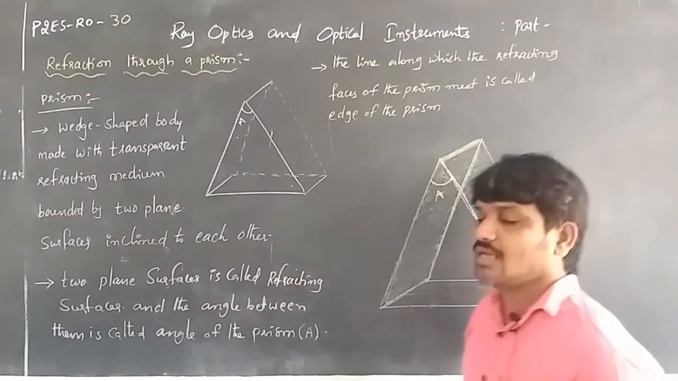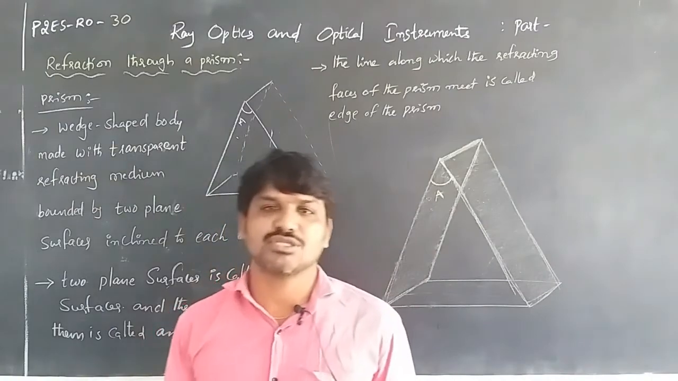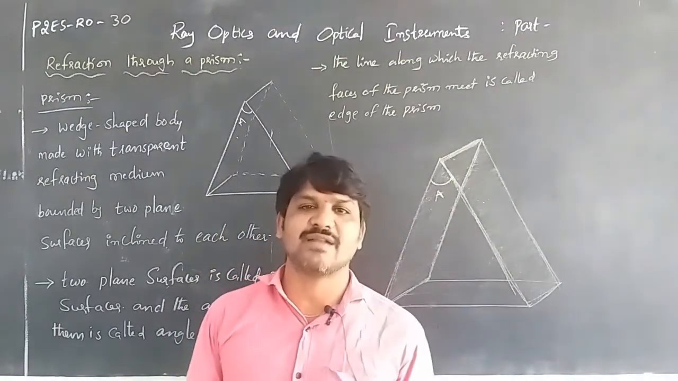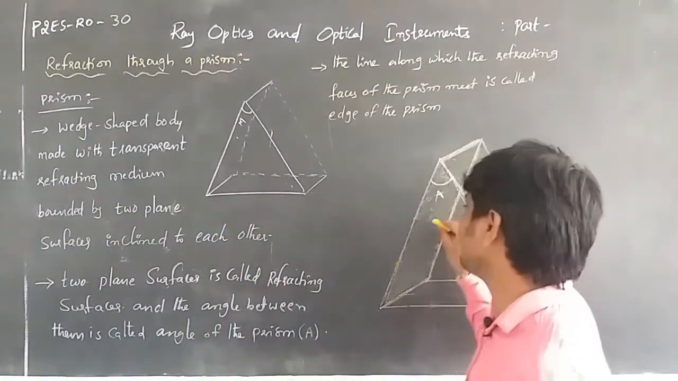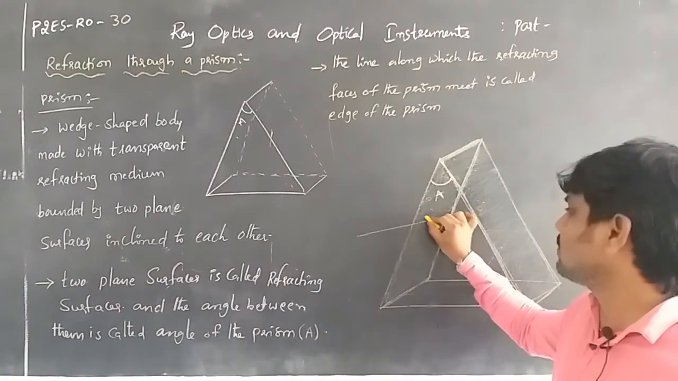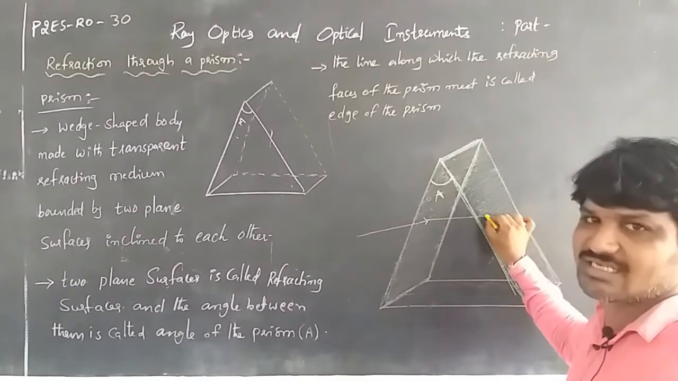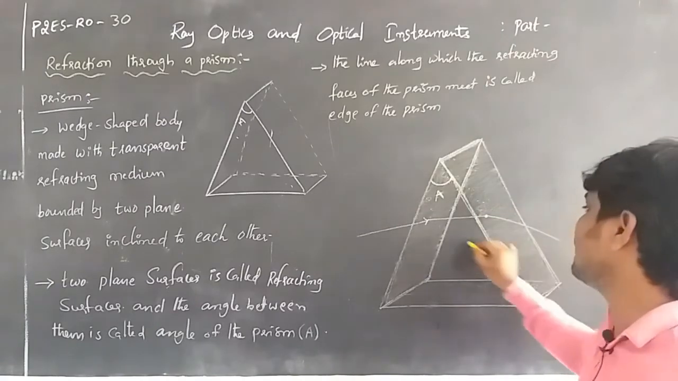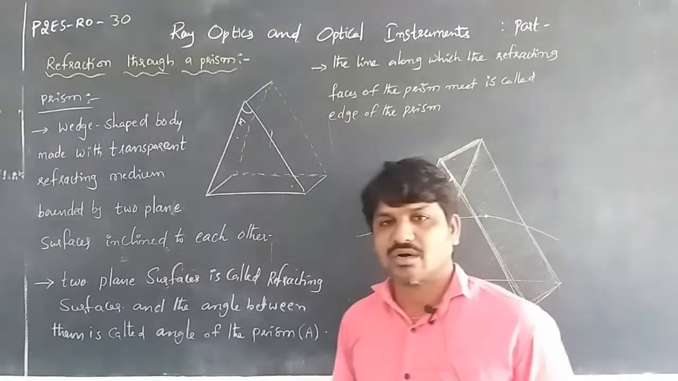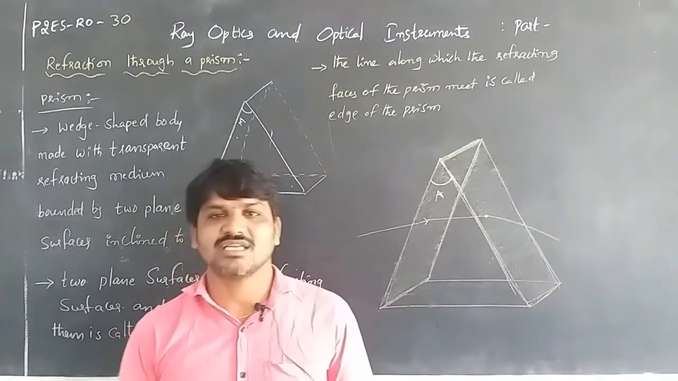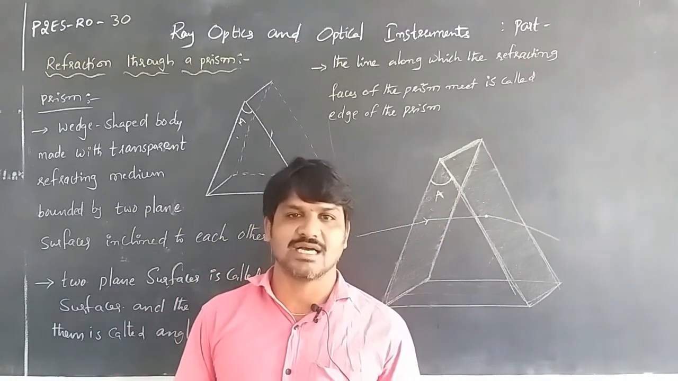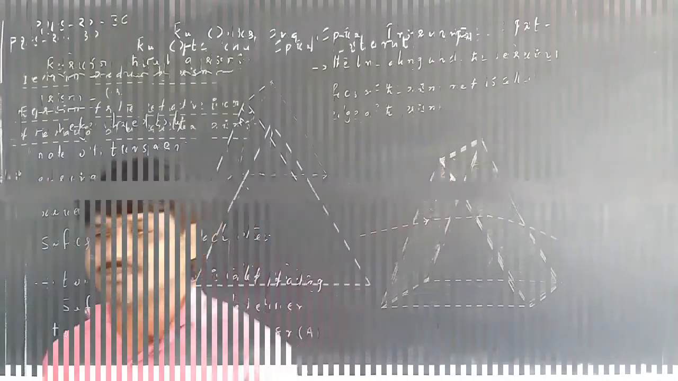This is about the prism. Next, when light passes through the prism, it gets refracted at the two surfaces. When light is incident on this surface, it refracts and then is incident on the second surface, where there is another refraction. Then we are going to find the deviation that happens when light is incident on the prism.